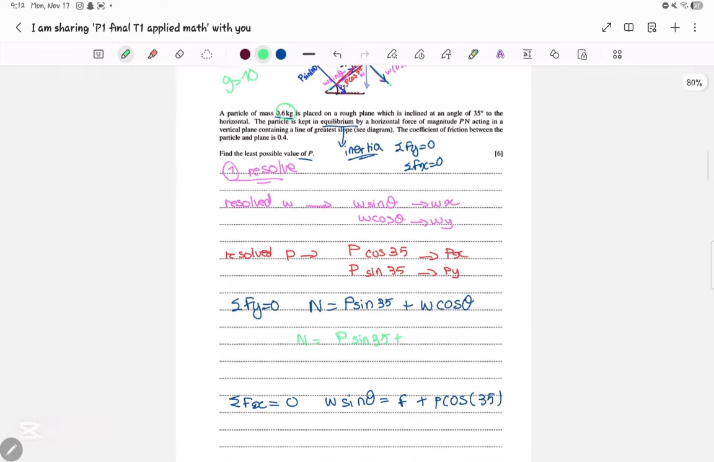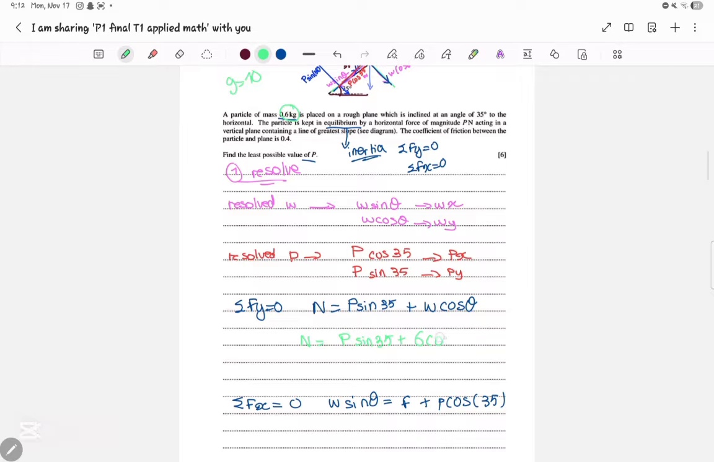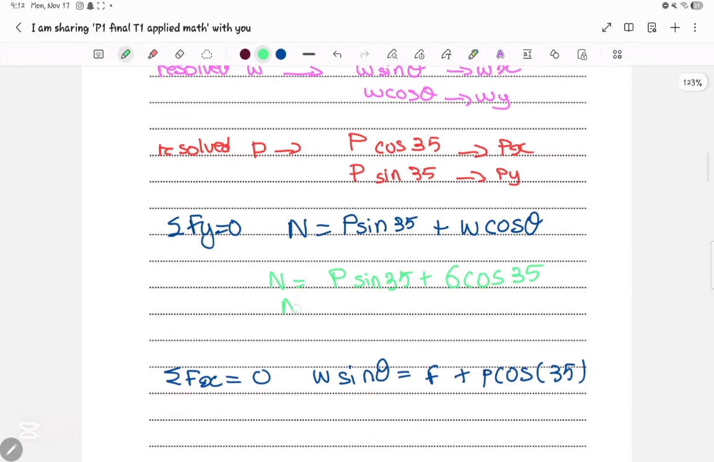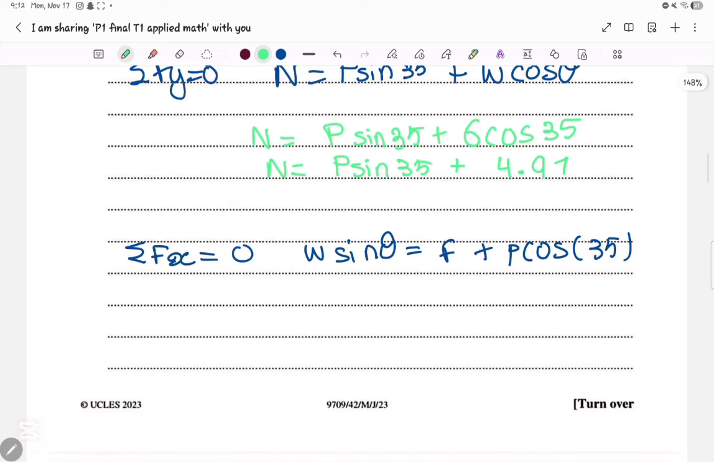Okay, so 6 cosine theta, which is 35. 6 cosine theta is what? It's 4.91. So N is equal to P sine 35 plus 4.91. Now here W sine theta, my W is what? My W is 6. So 6 sine 35 is equal to the frictional force, which is mu times the normal.